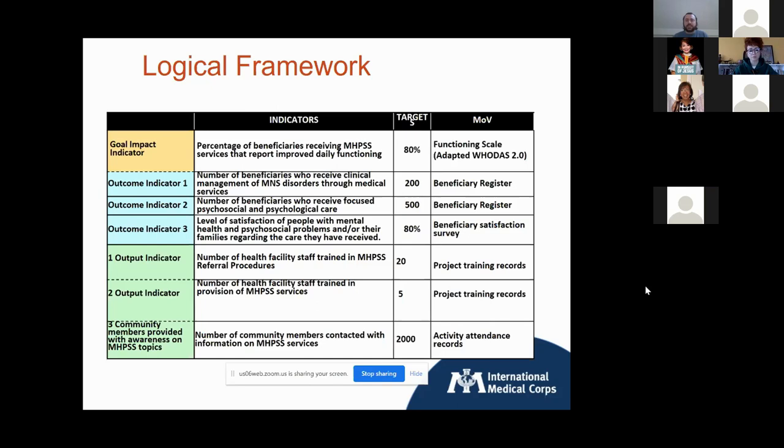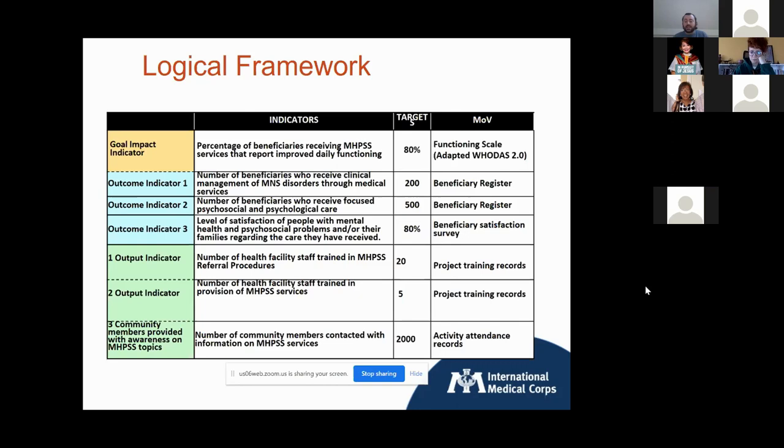In addition, you may want to use some qualitative means also for looking at the quality of the training, for example, in terms of feedback forms, or also post-training evaluations or pre and post tests for the training. Indicator number three is community members provided with awareness on MHPSS topics. This is essential for improving accessibility to MHPSS services. If people don't know about them, they don't know how to access them or that they can access them.